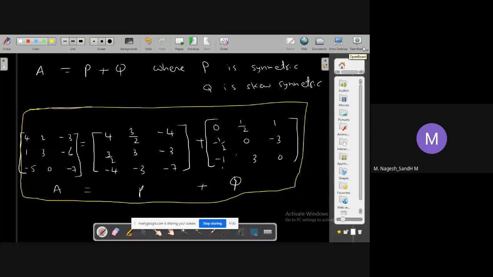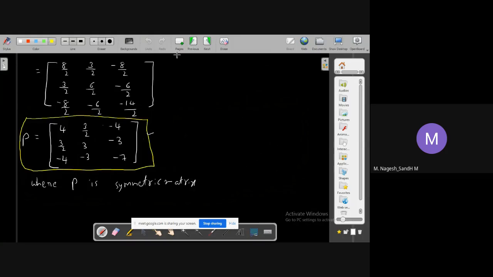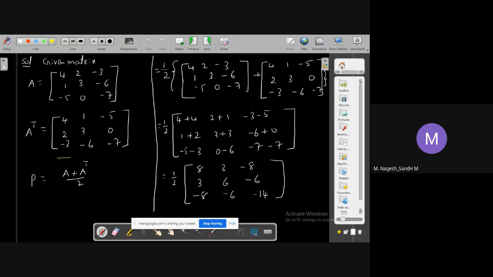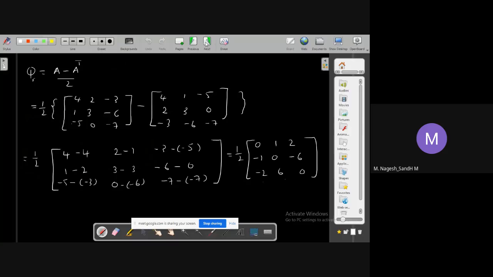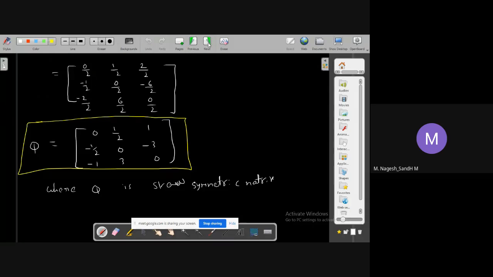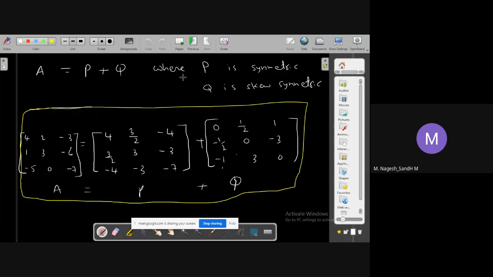So this is about how the given matrix is split into symmetric and skew symmetric. One question you can expect in the final exam. Like this, you can solve any type of problem. Given a matrix, just use the P formula and Q formula. Remember always these formulas. What is the P formula? A plus A transpose by 2. What is the Q formula? A minus A transpose by 2. Based on this, we can find the symmetric and skew symmetric parts. This completes the solution. Now, can I move to the next topic?